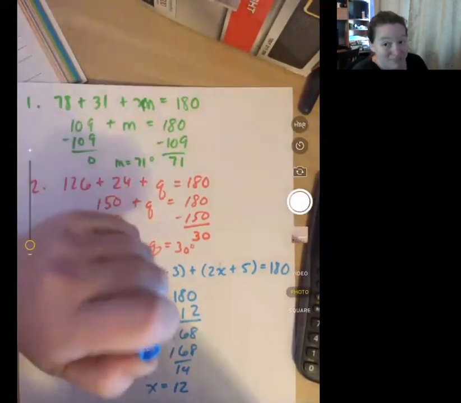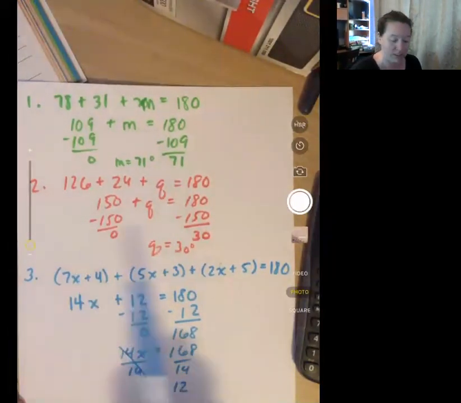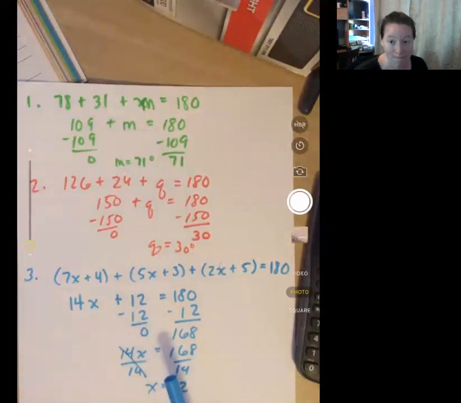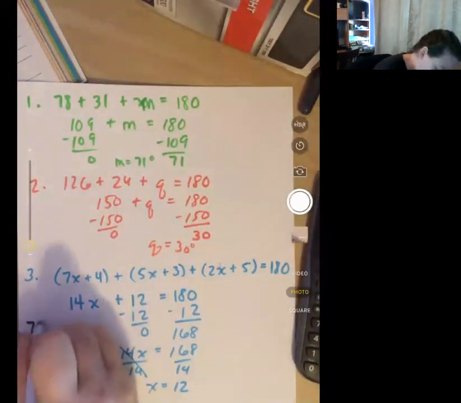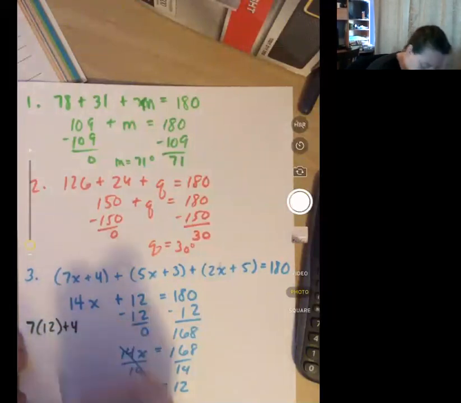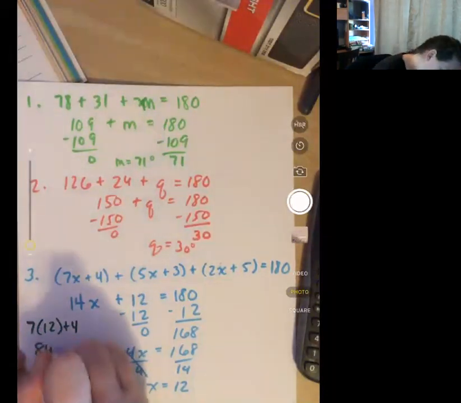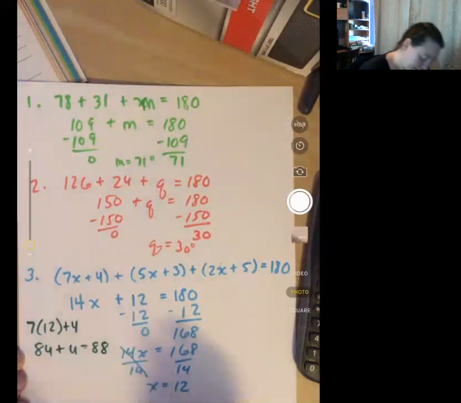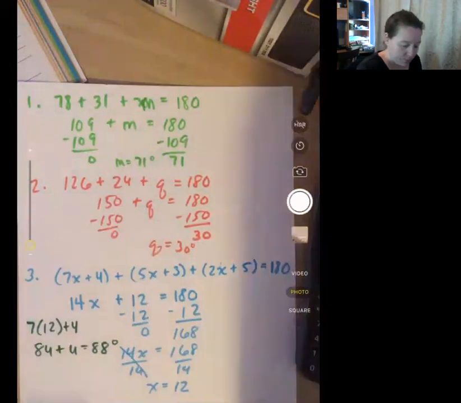Now, you would think that you're done, but you're not actually done yet. You now have to go back and substitute this into every single individual problem. So we have to go 7 times 12 plus 4. That's one of our problems. 7 times 12 is 84. Plus 4 is 88. So that's one of our angle measures. One of our angle measures is 88 degrees.